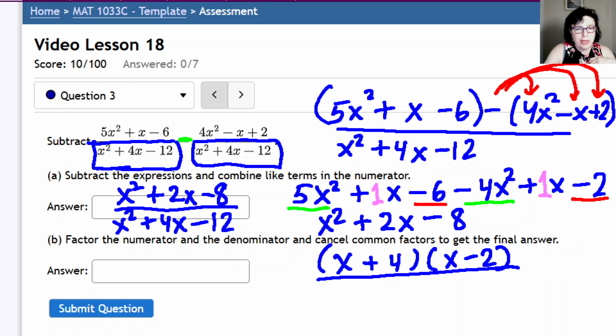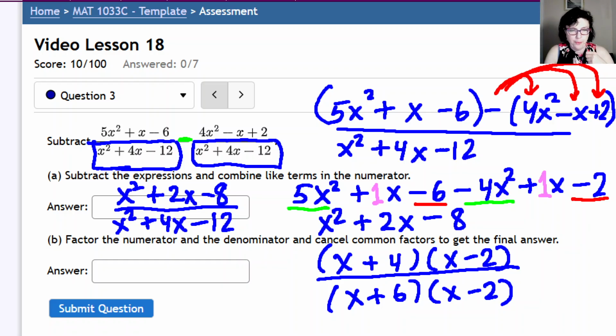Okay, that's the top. What about the bottom? x squared plus 4x minus 12. Which two numbers would multiply to negative 12 and add to plus 4? I think that would be 6 and 2, right? Wouldn't it be x plus 6, x minus 2? If we FOIL, we'll get x squared minus 2x plus 6x, which is 4x minus 12. And then what we see is that we have factors that can be canceled out. These two can be canceled. And that's your answer.